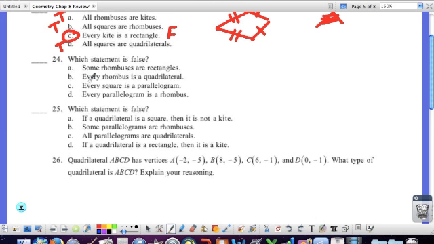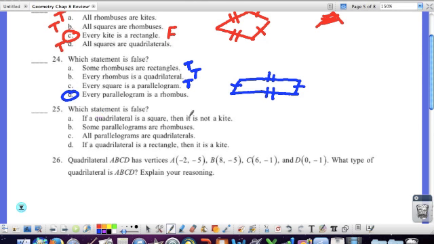Which statement is false? Some rhombuses are rectangles. Well, some rhombuses are rectangles, that's true. Every rhombus is a quadrilateral, has four sides, that's true. Every square is a parallelogram. That's true. Every parallelogram is a rhombus. No, every parallelogram is not a rhombus. For instance, make a very obvious parallelogram here, where these sides are congruent and these sides are congruent, but not all four sides are congruent. So which statement is false? It's D.